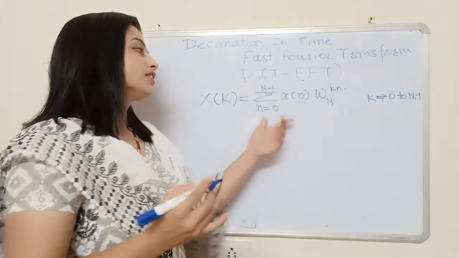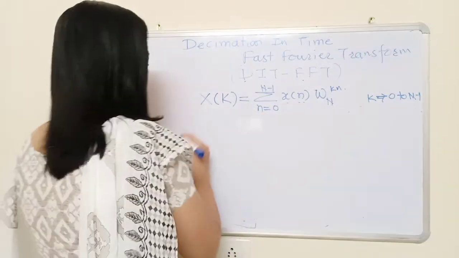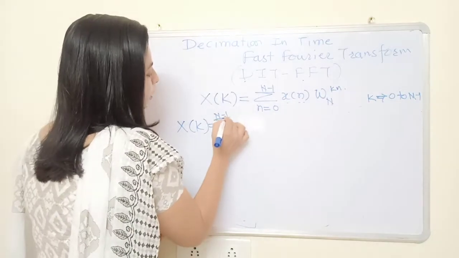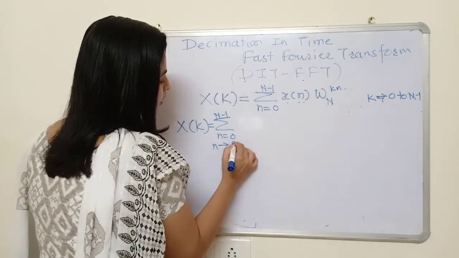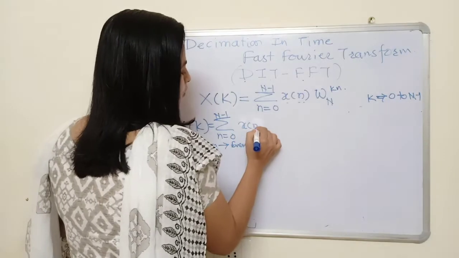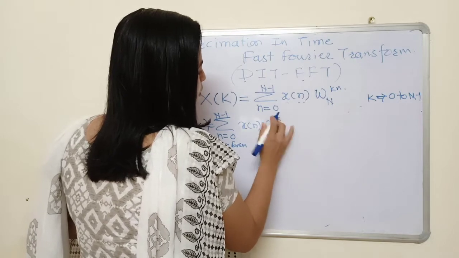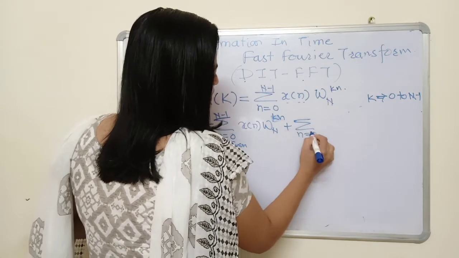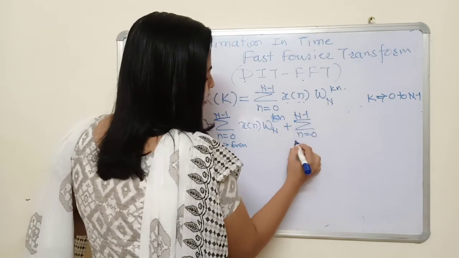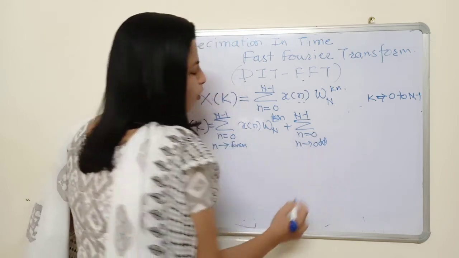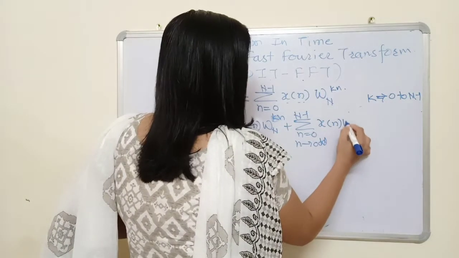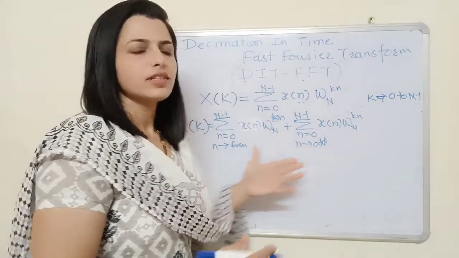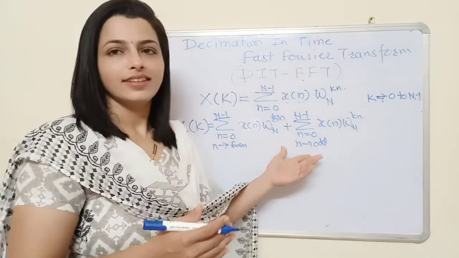So we'll divide the sequence first into even and odd parts. So x of k is equal to the summation for n starting from 0 to n minus 1, where n takes even samples, of x of n omega n raised to kn, plus now the odd part, the summation over odd n of x of n omega n raised to kn. Here I have changed nothing, I have just written n is equal to even and n is equal to odd.